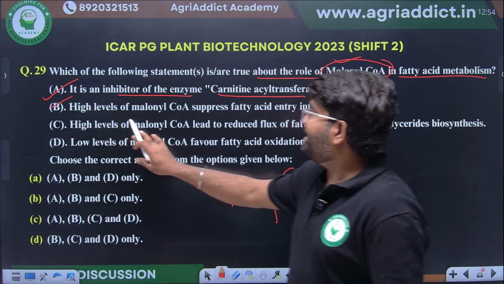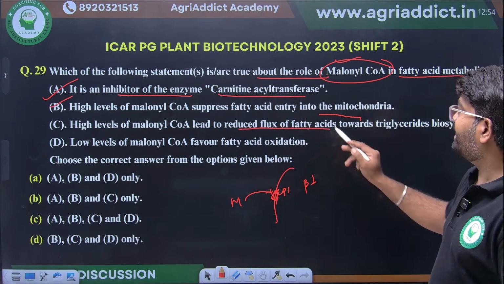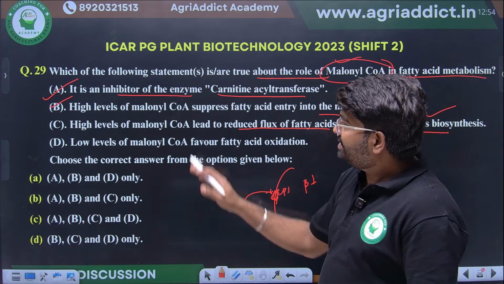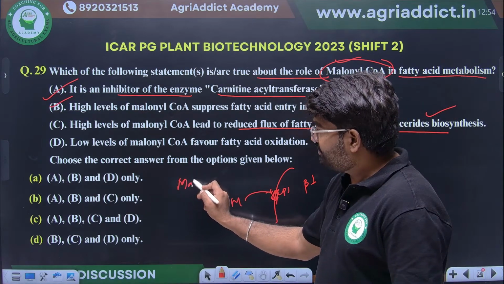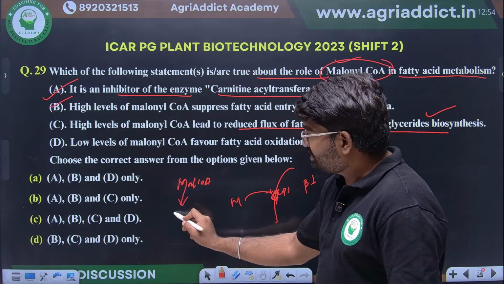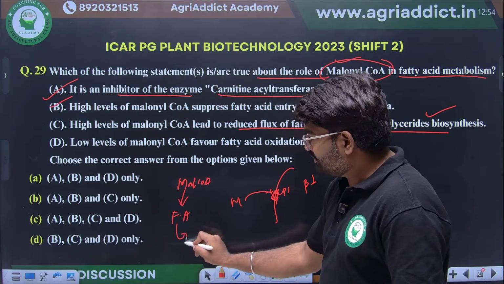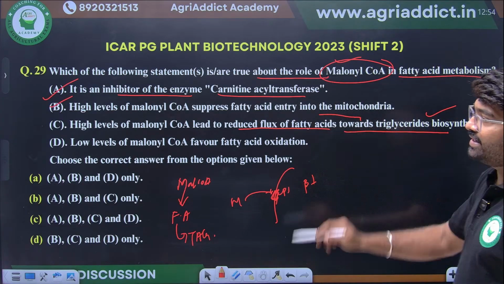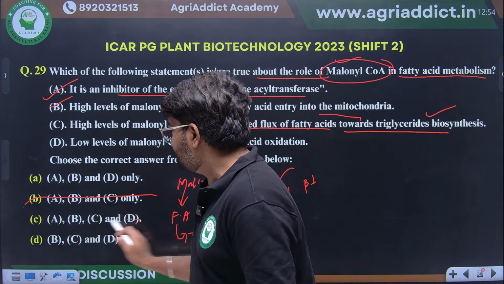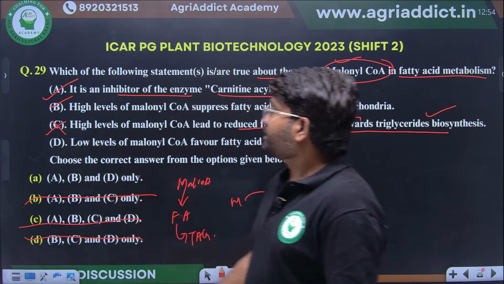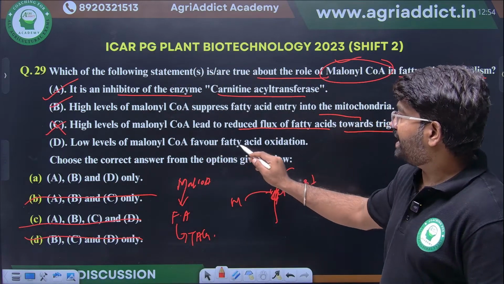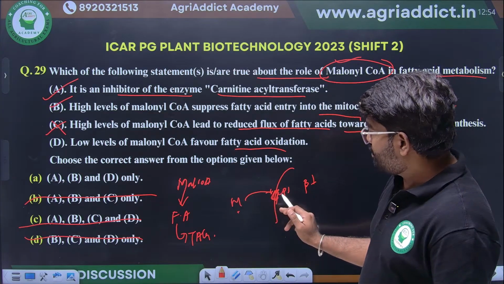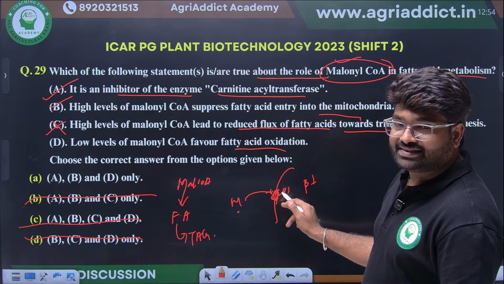Clear. High level of malonyl-CoA leads to reduced flux of fatty acid towards triacylglycerol biosynthesis. See here, if a high level of malonyl-CoA is there, it signals that so much fatty acid will be produced, so TAG biosynthesis can be increased. They are saying this will decrease, so C will not come. Wherever C is coming, that is wrong. Low level of malonyl-CoA favors fatty acid oxidation. Yes. If malonyl-CoA is low, it will not bind here, so the CPT1 enzyme will be active.